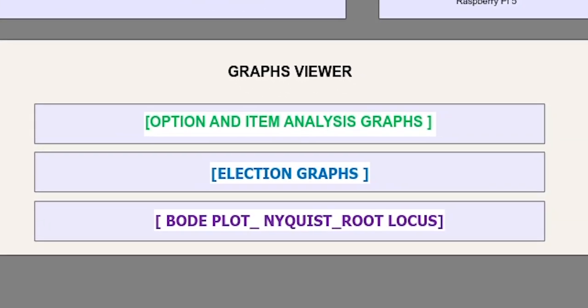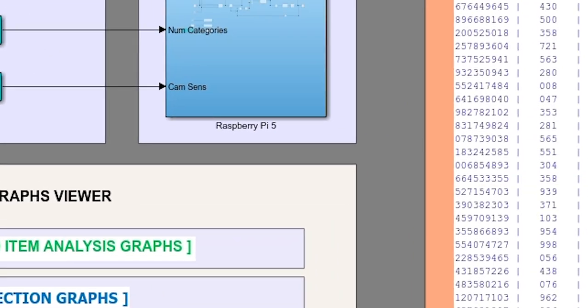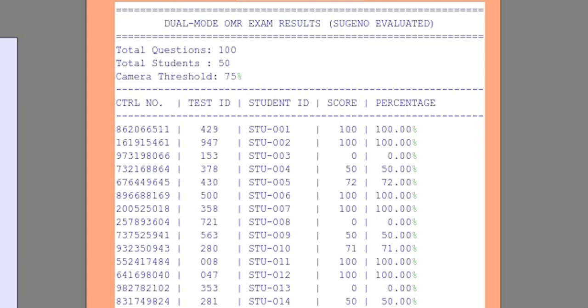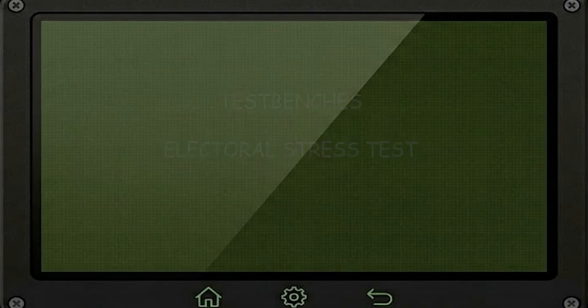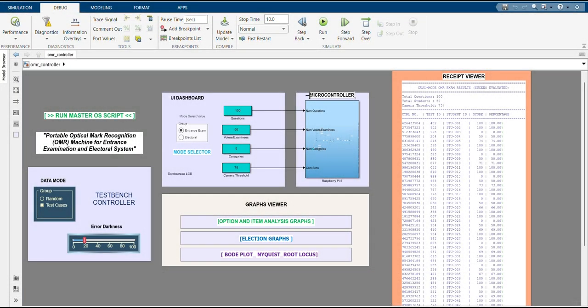So below it would be the mathematical stability visualizers. We have the option and items analysis graphs, electoral tally graphs, and also the Root Locus, Nyquist, and Bode plot. The farther right, it would be our receipt section. So it tabulates the validated data into thermal receipts, and also it is based on the tally charts beside it. So now we will do some testing. The first test would be the electoral stress test. So we will now configure the parameters.